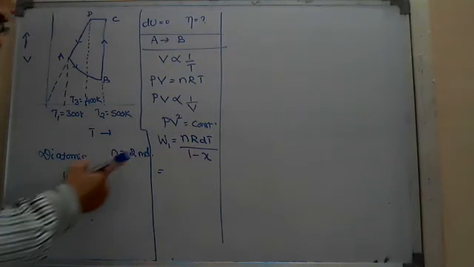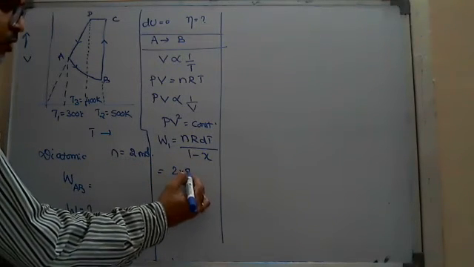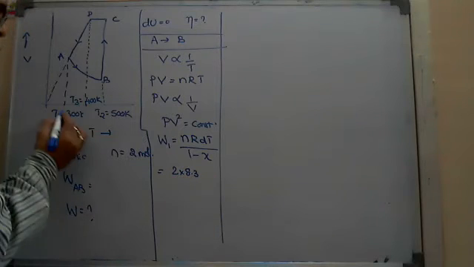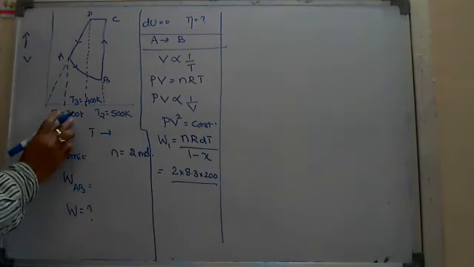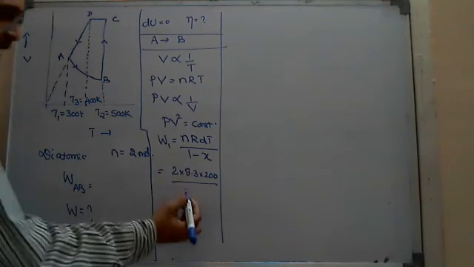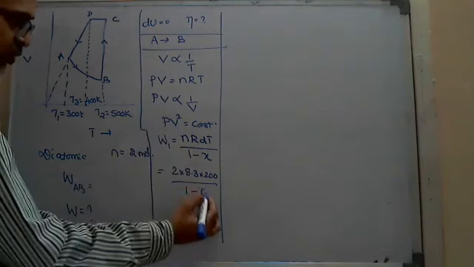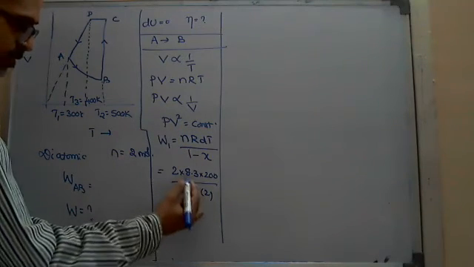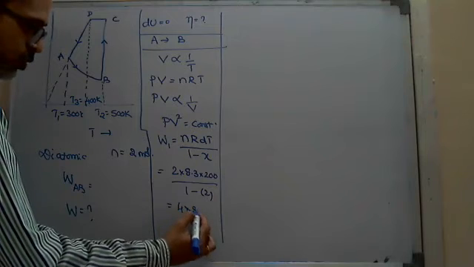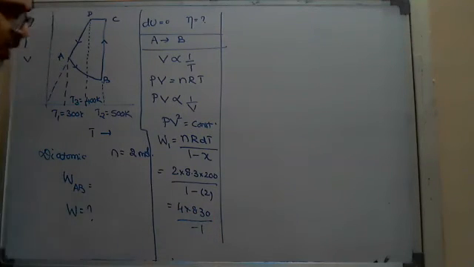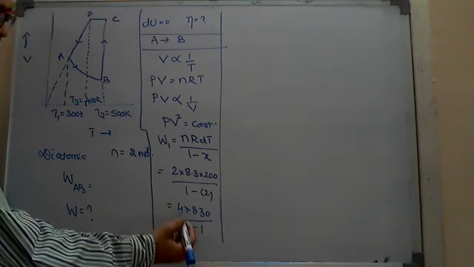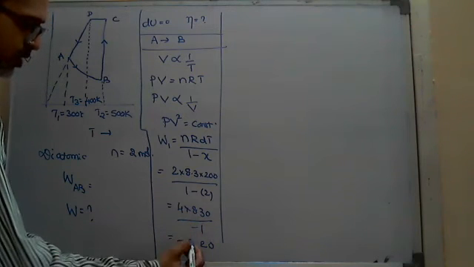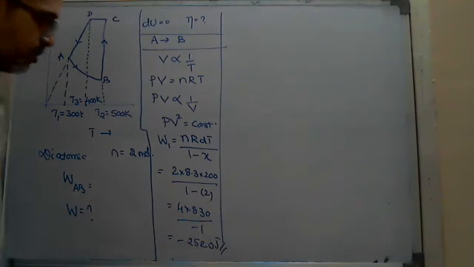Here n is given as 2 moles, R we know is 8.3, and the change in temperature is 200, from 300 to 500, exactly 200. Divided by 1 minus x, where PV power x is 2. Then you get 2 twos are 4, 4 into 830 divided by minus 1. So you get the work done, which, as I said, is negative.